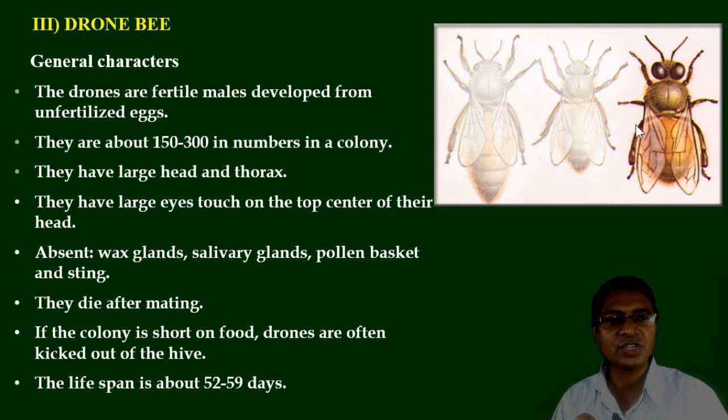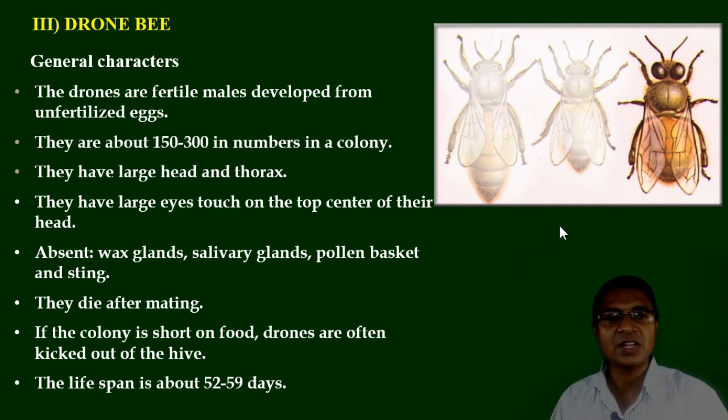Look at the structure of the drone bees among the three castes. They number about 150 to 300 in a colony. Depending on the environmental conditions, the number may vary. They have a large head and thorax. The head region and the thoracic region are somewhat larger as compared to the worker bees.